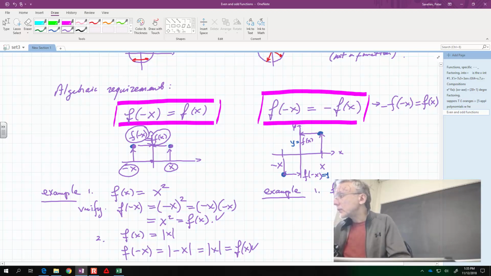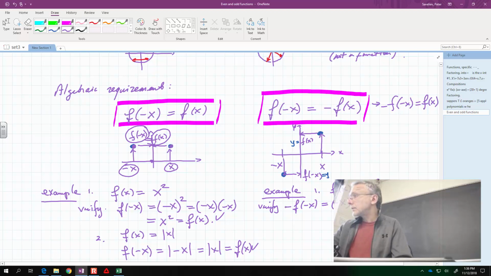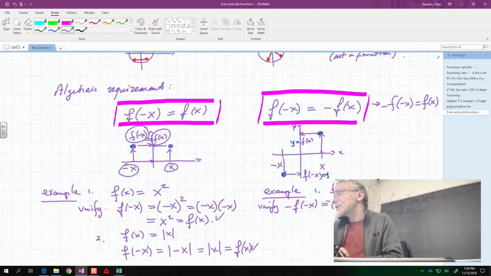f of x is equal to x cubed. So I go to verify. I write f of negative x is equal to negative x cubed. Okay, and then I take a negative sign here. So it is then negative, negative 1 cubed, x cubed, and I end up with x cubed, which is f of x. So it checks out. The functions usually are fairly simple, and then just plain algebra of cancellation of those negative signs will give you the answer.